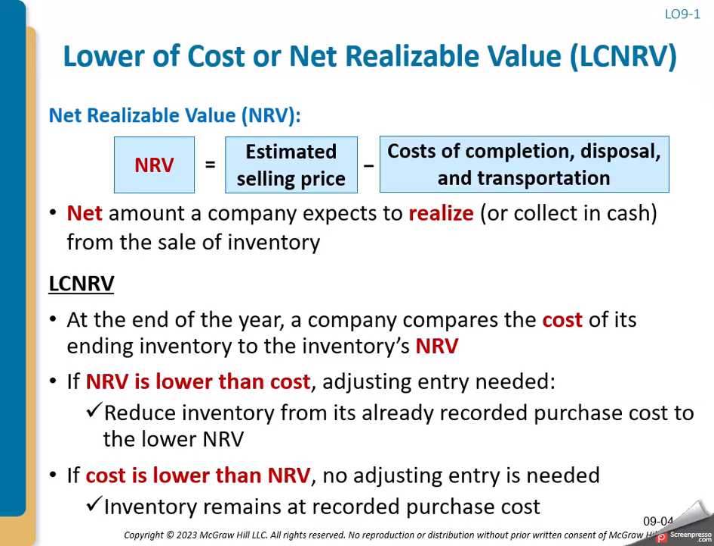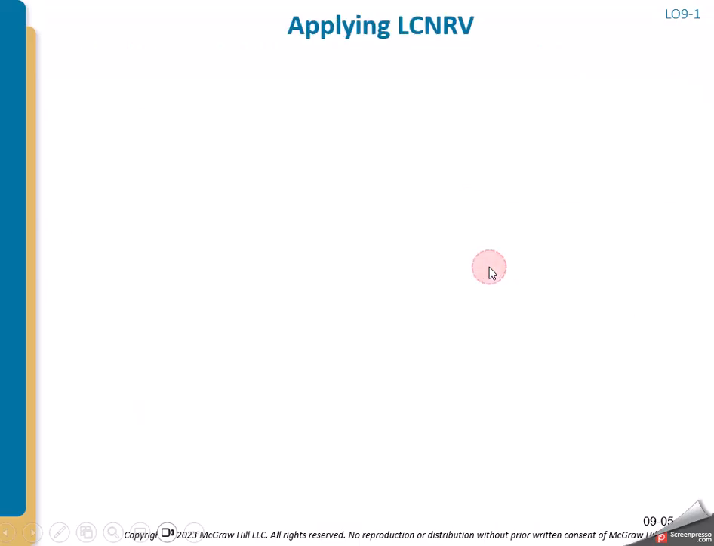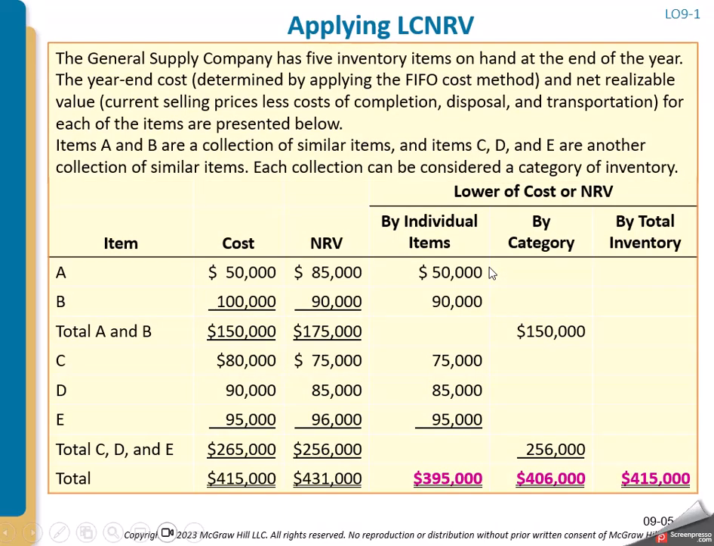So then what is that net realizable value? And then you're going to compare that to cost. If the net realizable value is lower than cost, then you would reduce the inventory to that net realizable value. If your cost is lower, then no adjusting entries are needed because your inventory is already in there at cost.